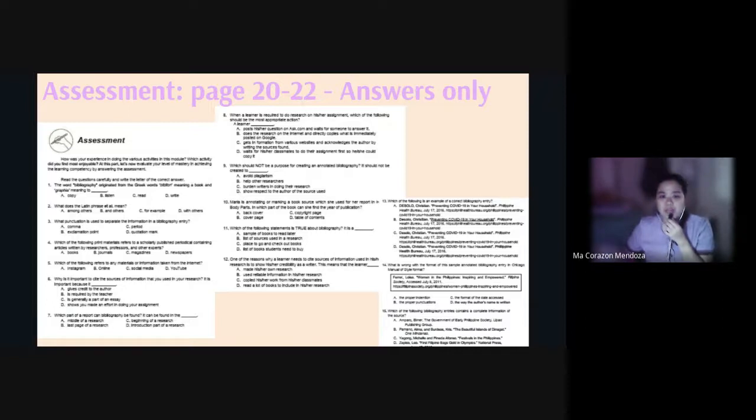So I think you're already done with the module. After answering this, you're all good. Do not forget to write your name, your section, subject, module number, and then have it signed by your guardian. And please be ready to submit it on our retrieval date.